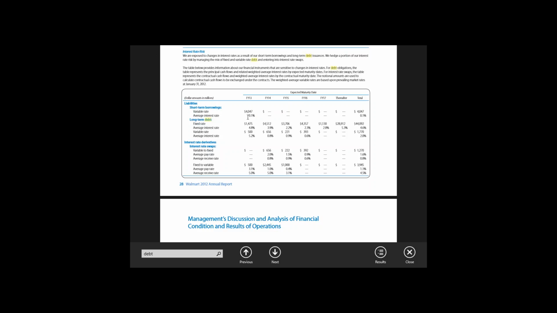Yeah, we're going to get a weighted cost of debt based on everything. This is the cost of them keeping that debt going. Yes, you can.